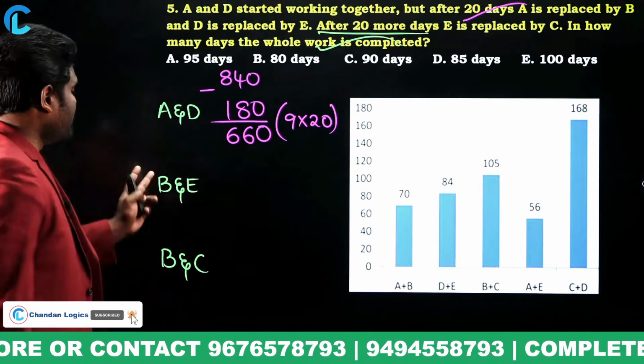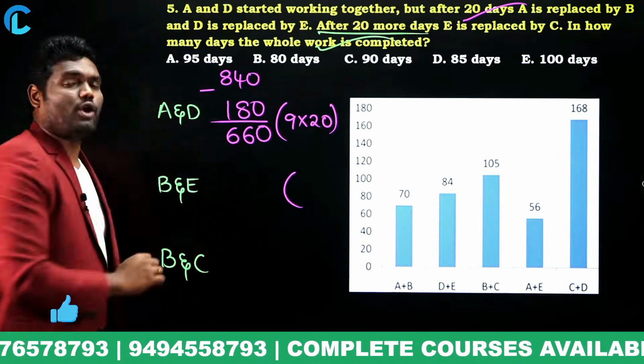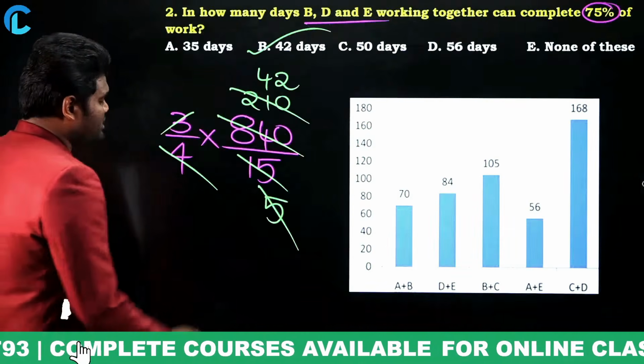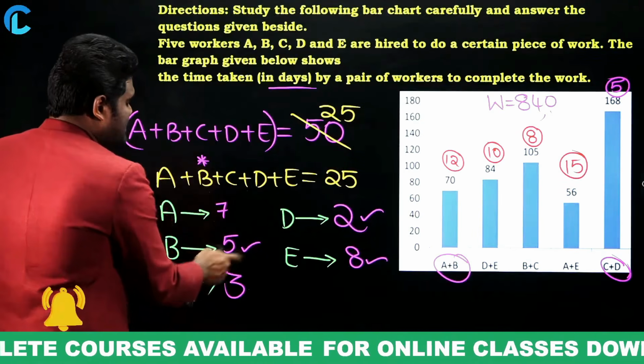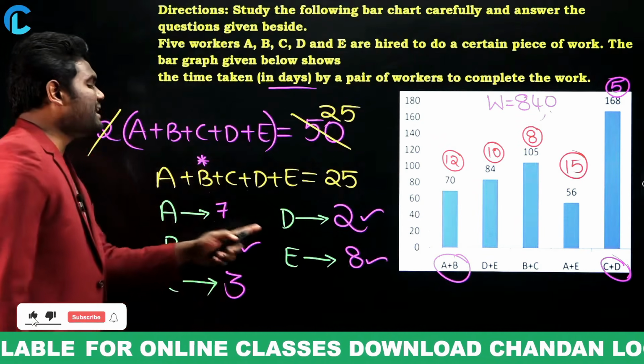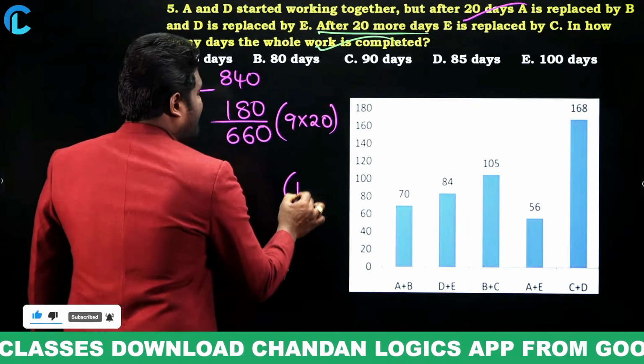next 20 days BE are doing. Next 20 days, yes or no? Now what is efficiency of B? What is efficiency of E? B efficiency is 5. E efficiency is 8. So 5 plus 8 means how much? That is nothing but 13. Yes or no? So they are doing 13 units per day.